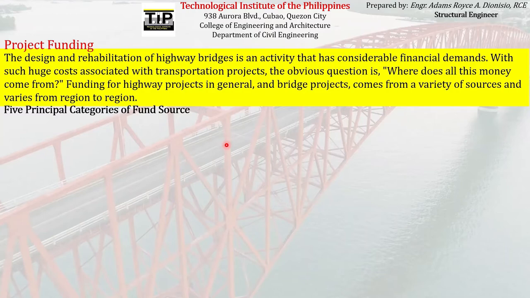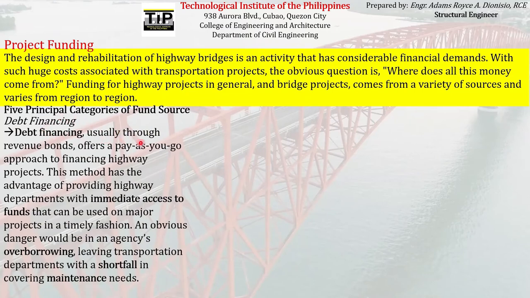The last principal category of fund source is debt financing. Debt financing, usually through revenue bonds, offers a pay-as-you-go approach to financing highway projects. This method has the advantage of providing highway departments with immediate access to funds that can be used on major projects in a timely fashion. An obvious danger would be an agency's overborrowing, leaving transportation departments with a shortfall in covering maintenance needs. So this is another source of funds for a transportation project.